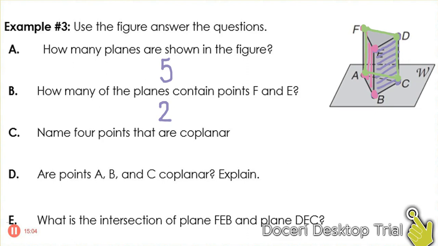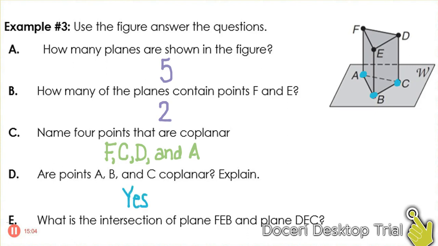So I'm just going to write down F, C, D, and A for my 4 points. They all lie in one plane. Are points A, B, and C coplanar? Yes, A, B, and C lie in the same plane, so they are called coplanar. They all lie on plane W, so they are all in the same plane, A, B, and C.